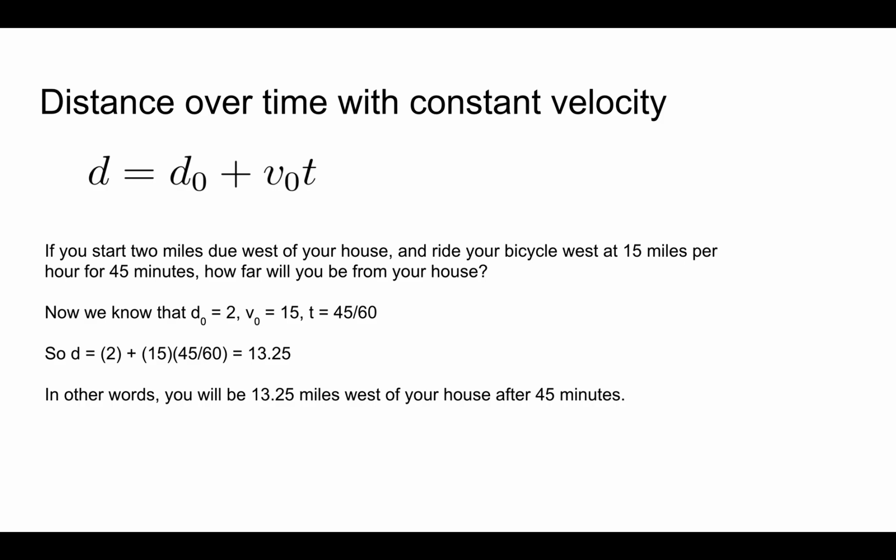Using that, we can answer this question because now we know that d naught is 2, v naught is 15, and t is 45 over 60, because the velocity is in miles per hour and the time was in minutes. Well, 45 minutes is 45 60ths of an hour. So d is equal to 2 plus 15 times 45 60ths equals 13.25. So in other words, you'll be 13.25 miles west of your house after 45 minutes. This is a pretty straightforward equation that models a lot of really useful stuff.